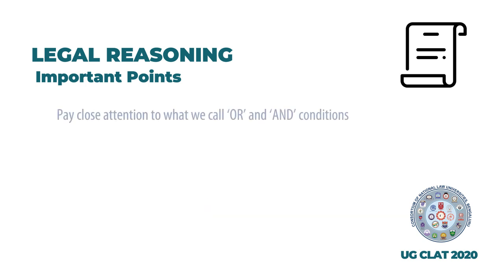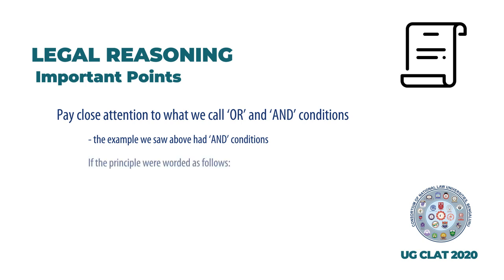When breaking a principle down into its parts, be careful to pay close attention to what we call "and" and "or" conditions. The example we saw above had "and" conditions, that is, all three parts must be satisfied for a person to be held guilty of nuisance.